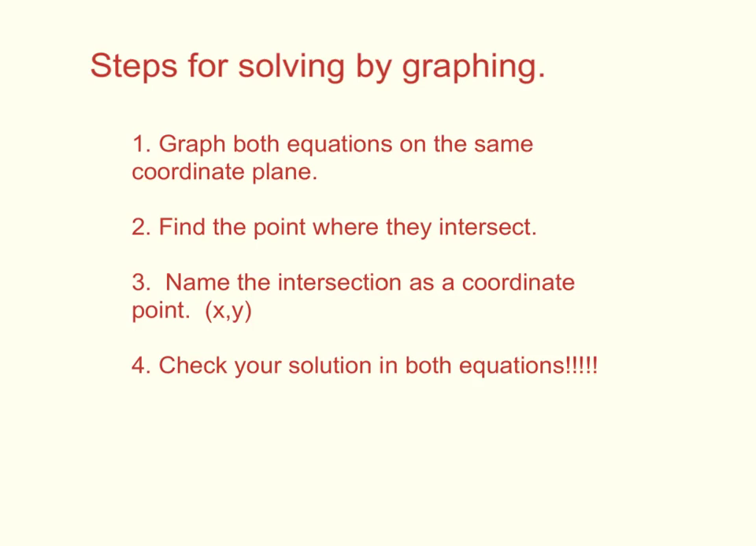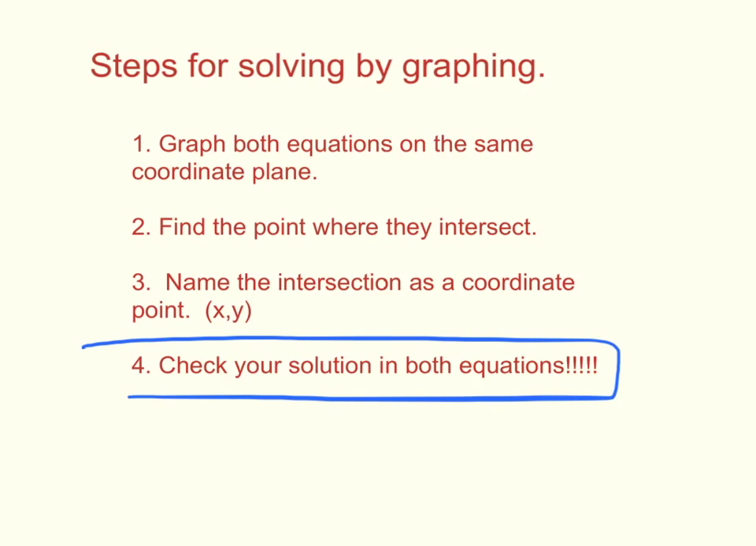Here I've listed the steps for solving by graphing. First step is to graph both equations on the same coordinate plane. Secondly, you're going to find the point where they intersect. Third, you're going to name the intersection as a coordinate point, so you're going to write it as x comma y. And the last, most important thing is you're going to check your solution in both equations. You can do this very easily just by plugging the numbers in. So I'm going to show you how to do that in the first example.